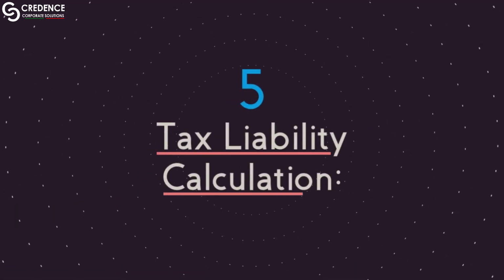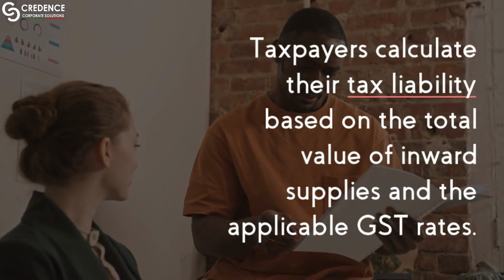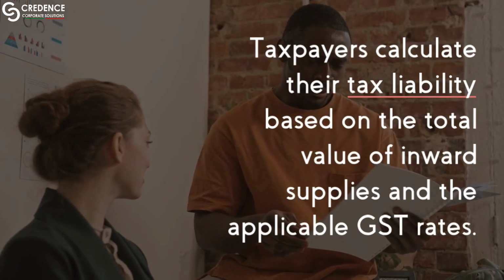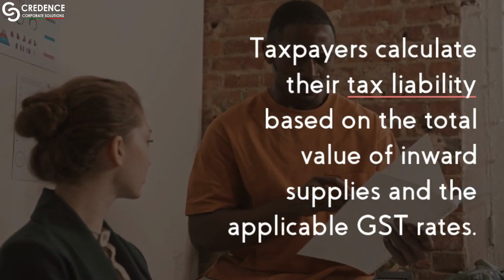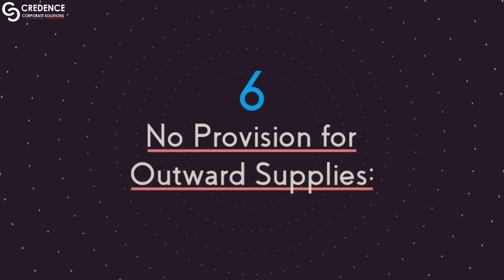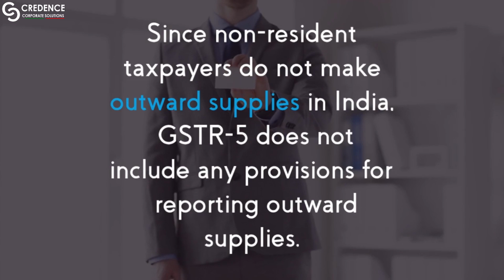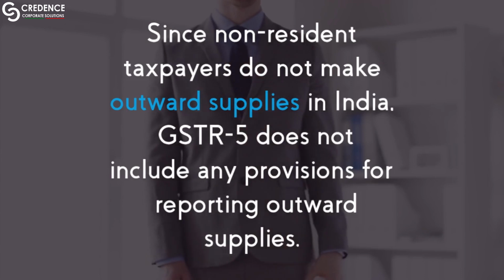5. Tax liability calculation. Taxpayers calculate their tax liability based on the total value of inward supplies and the applicable GST rates. 6. No provision for outward supplies. Since non-resident taxpayers do not make outward supplies in India, GSTR-5 does not include any provisions for reporting outward supplies.